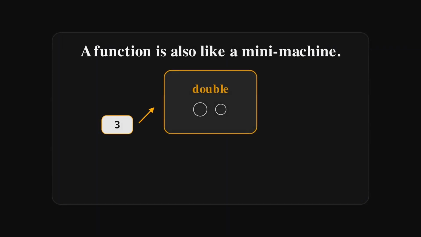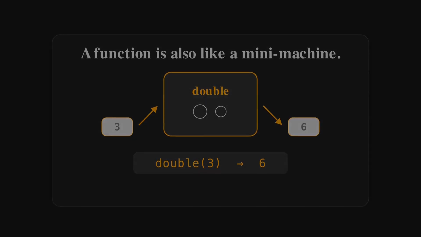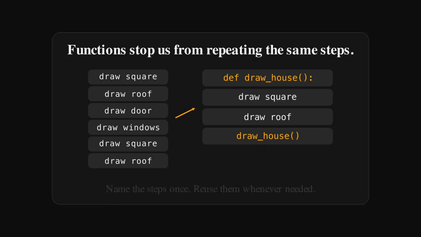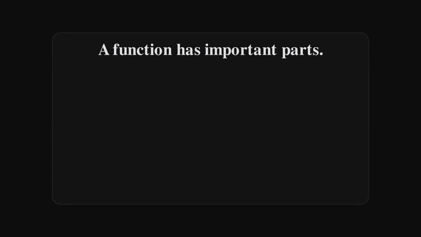You can also think of a function as a mini machine. If we put 3 into a machine called double, the machine gives us 6. The machine has a name, it accepts an input, and it gives an output. Functions help us avoid repeating the same instructions again and again. Instead of writing the steps every time, we give the steps a name. Then whenever we need those steps, we call the function.